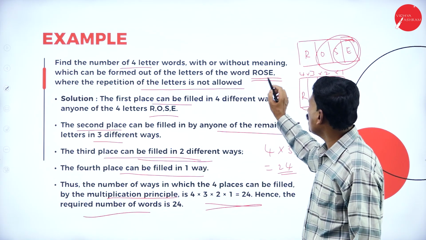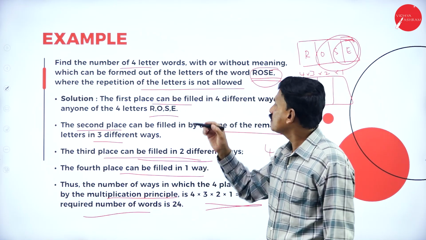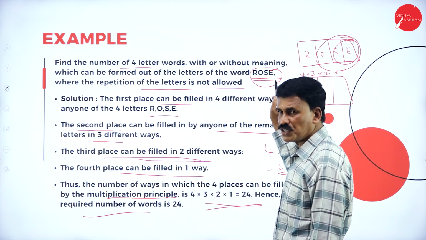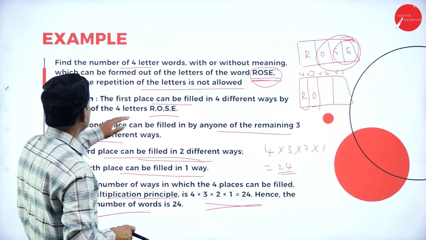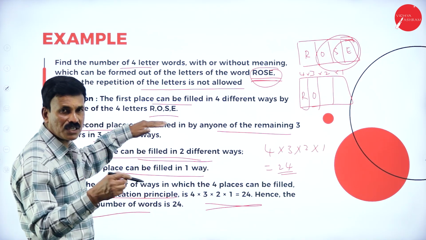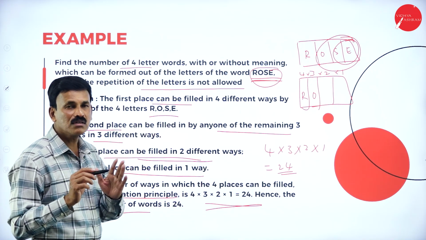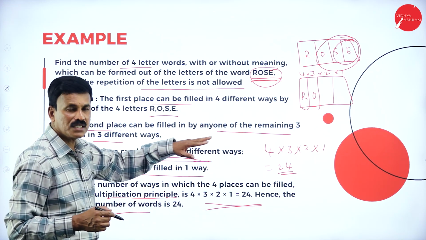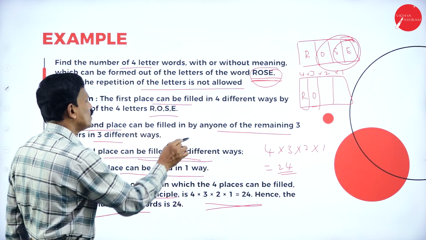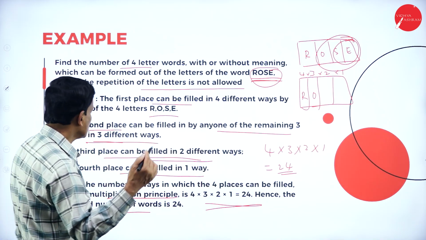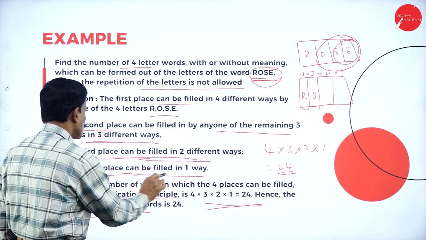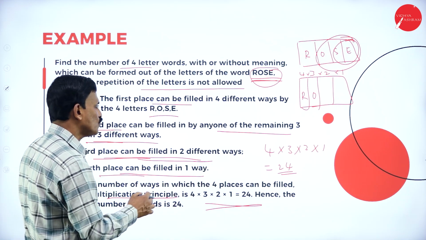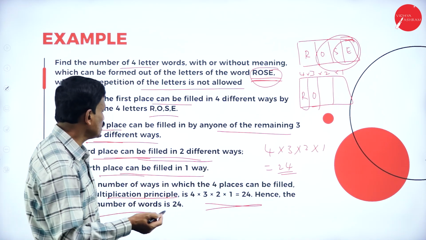So, here, what is the problem? The word ROSE is arranged. Find the number of 4-letter words, with or without meaning, which can be formed out of the letters of the word ROSE, where the repetition of the letters is not allowed. The first place can be filled in 4 different ways, by any one of the letters R, O, S, E. Once you fill one place using any one of these, the remaining 3 letters will be there. So, the second place can be filled in any one of the remaining 3 different ways. Similarly, the third place can be filled in 2 different ways and the fourth place can be filled in 1 way. So, according to the fundamental principle, the number of ways in which 4 places can be filled is 4 into 3 into 2 into 1, that is equal to 24.